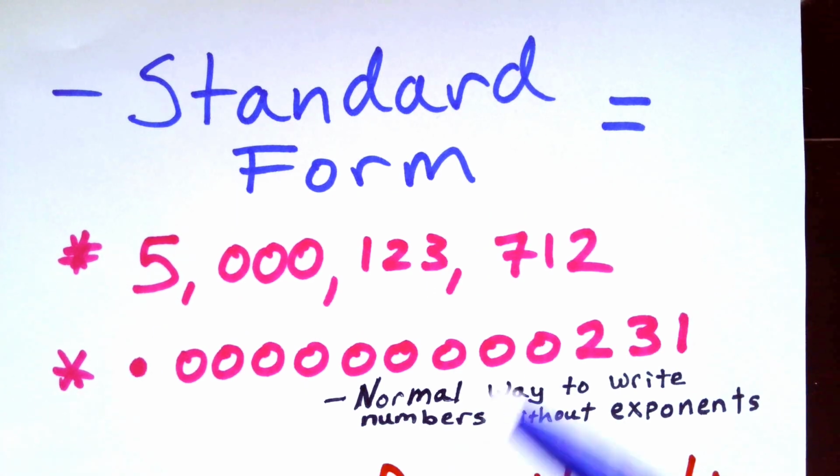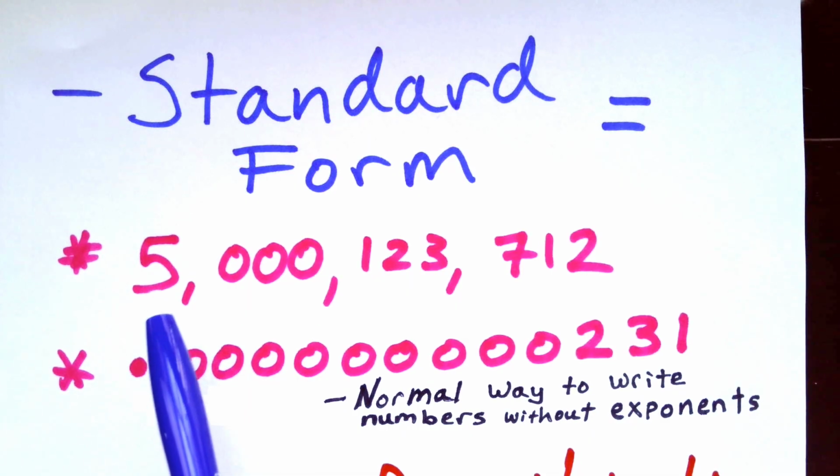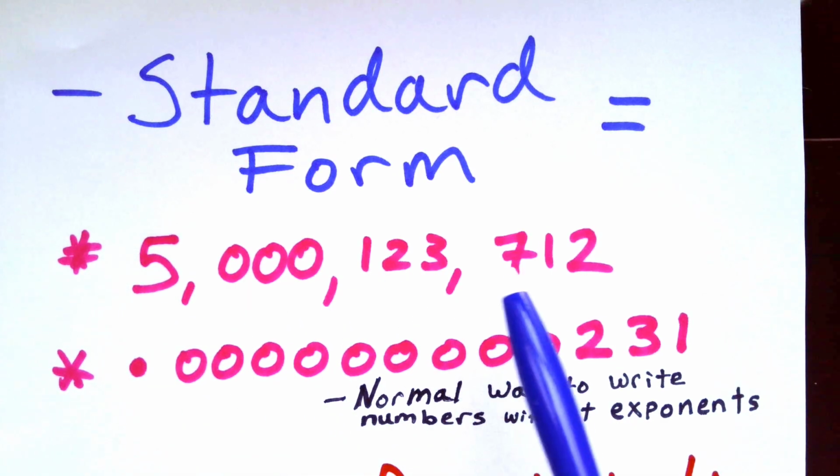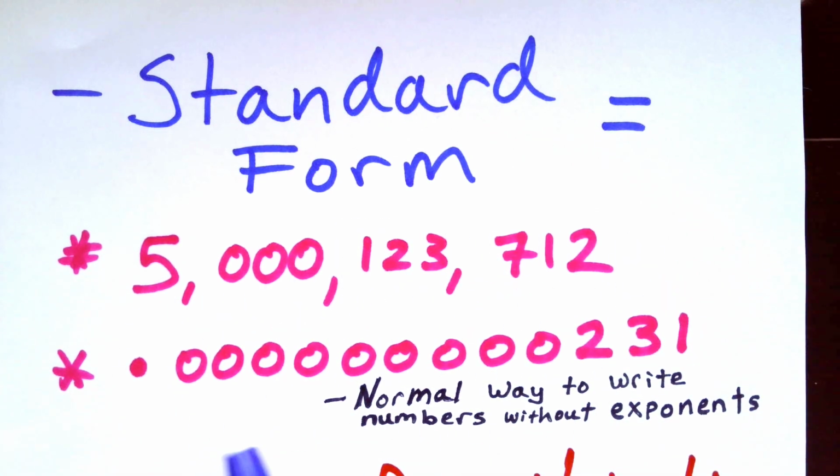Standard form, right? So standard form, here we have 5,123,712, a very large number. And another number we have here is 0.000000000231. And standard form is just a normal way of writing numbers without the exponents.